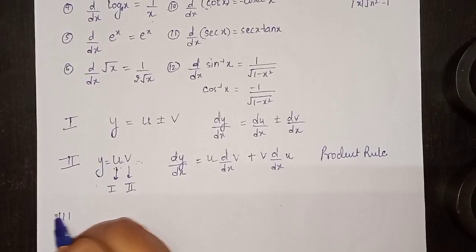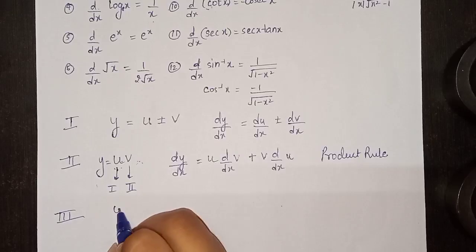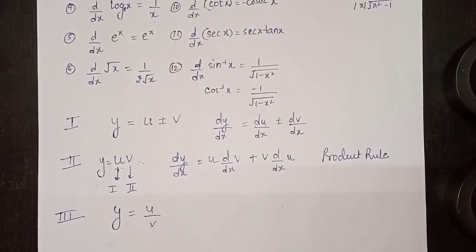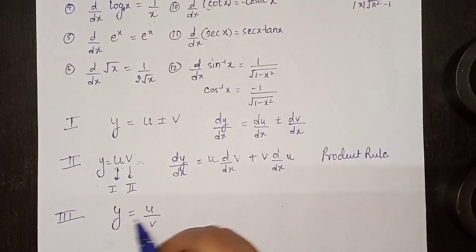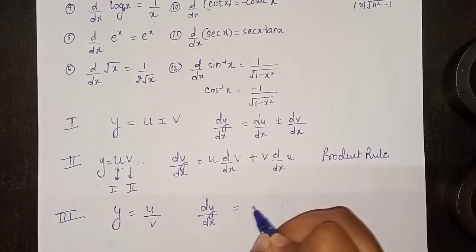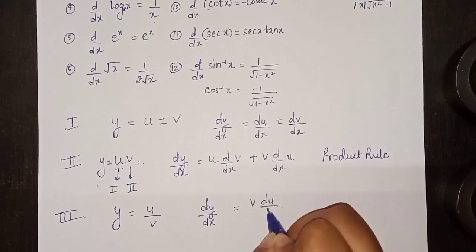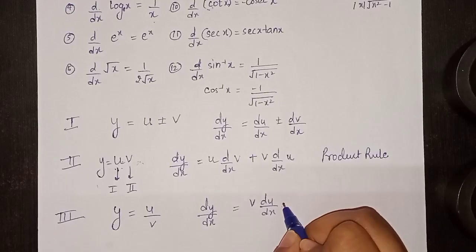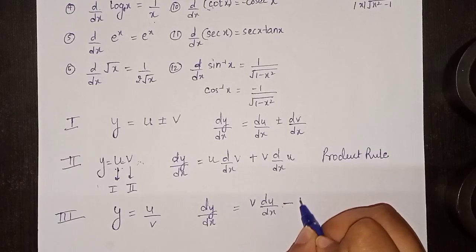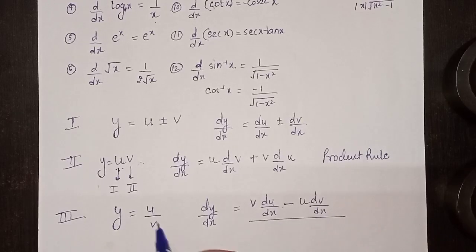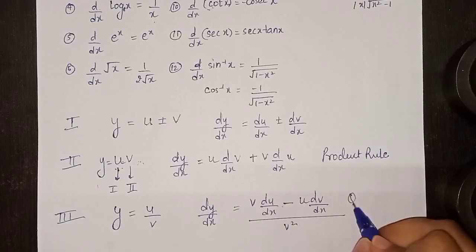Third is quotient rule, where y is equal to u divided by v, when two functions are dividing. For this case, dy by dx is equal to v du by dx, that is differentiation of u with respect to x, then a negative in between, u dv by dx, divided by denominator square, that is v square. This is how you will solve quotient rule.